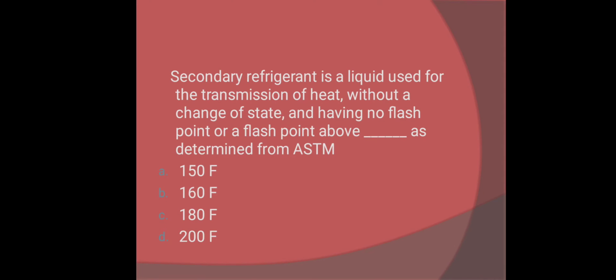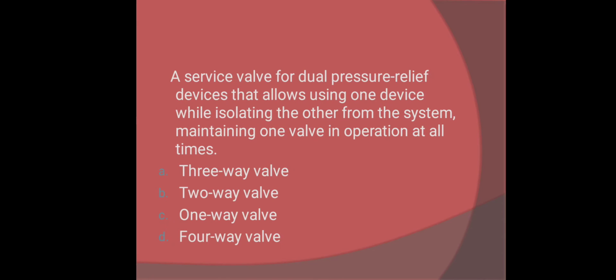Secondary refrigerant is a liquid used for transmission of heat without the change of state and having no flash point or a flash point above blank as determined from ASTM. Sagot yan ay letter A, 150 degree Fahrenheit. A service valve for dual pressure relief devices that allows servicing one device while isolating the other from the system, maintaining one valve in operation at all times. Sagot yan ay letter A, three-way valve.